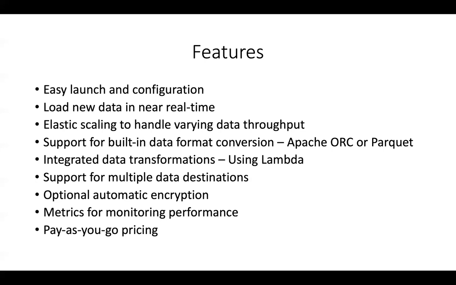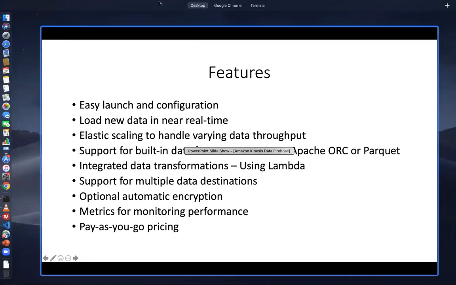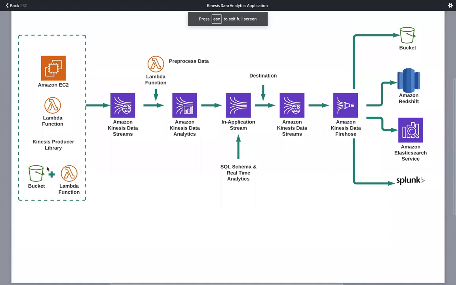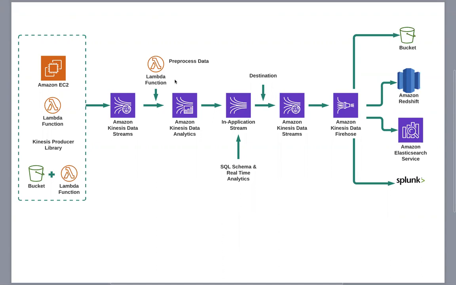Right? So now let's look at the same architecture diagram that we looked at when we spoke about data streams and analytics. So we have all of our producers producing data into the Kinesis data stream. And then we have a Lambda function that is processing all of your data before sending it to data analytics. And over here, we are configuring an in-application stream, which allows us to do real-time analytics using SQL queries and so on. And we have detected our SQL schema over there. And then from there on, we are sending it to a destination.